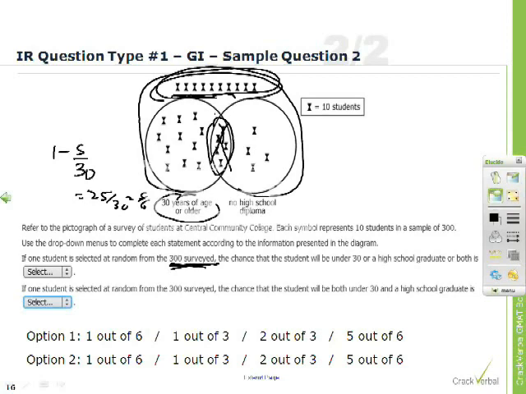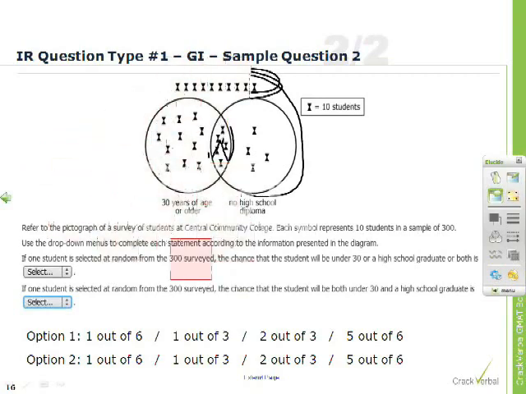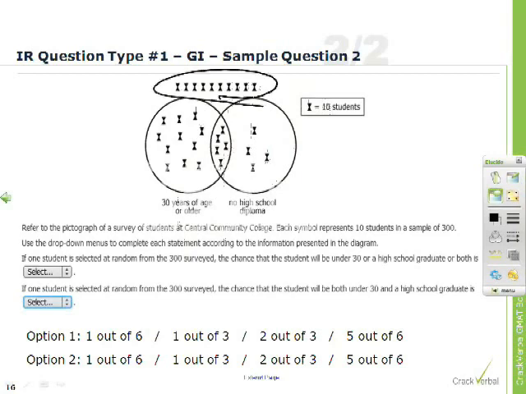Second, one student is selected at random. Chance that the student will be both under 30 and a high school graduate. So this is just a subset of the first question. Right? So which is the area which represents students who are under 30 and high school graduates? The part which is outside. This. First one I got 5 by 6 and second one I got 5 by 6. Right? We got these questions.